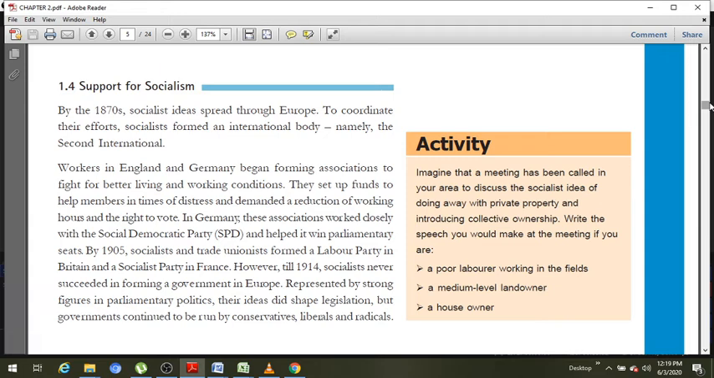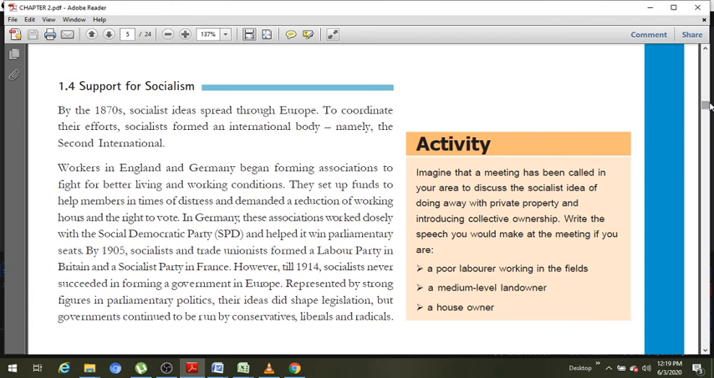In Germany, these associations worked closely with the Socialist Democratic Party and helped it win parliamentary seats. By 1905, socialists and trade unions formed a Labour Party in Britain and a Socialist Party in France. However, till 1914, the beginning of the First World War, socialists never succeeded in forming a government in Europe. So socialists were growing up, but they were not enjoying the power. Real power was not with them. Though represented by strong figures in parliamentary politics, their ideas did not shape legislation, and the governments continued to be run by conservatives, liberals and radicals, whose ideas were prevailing.